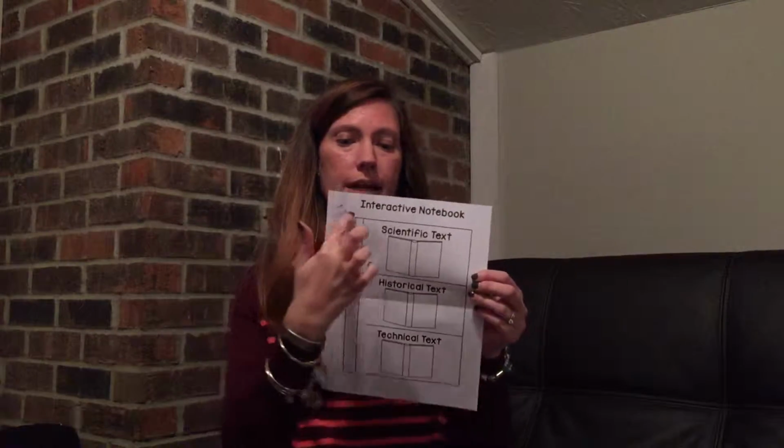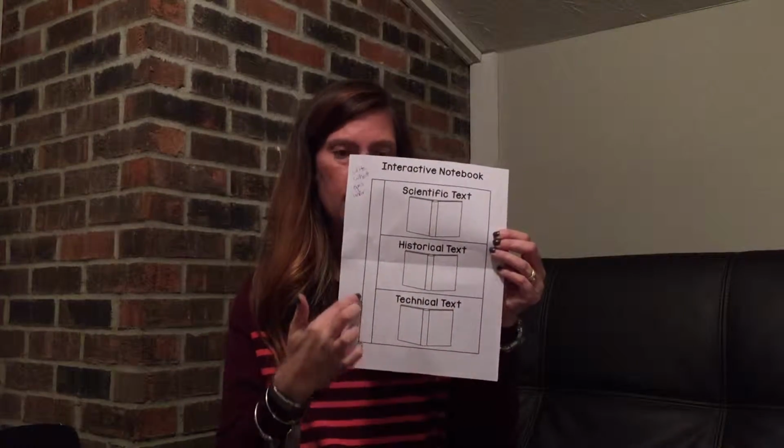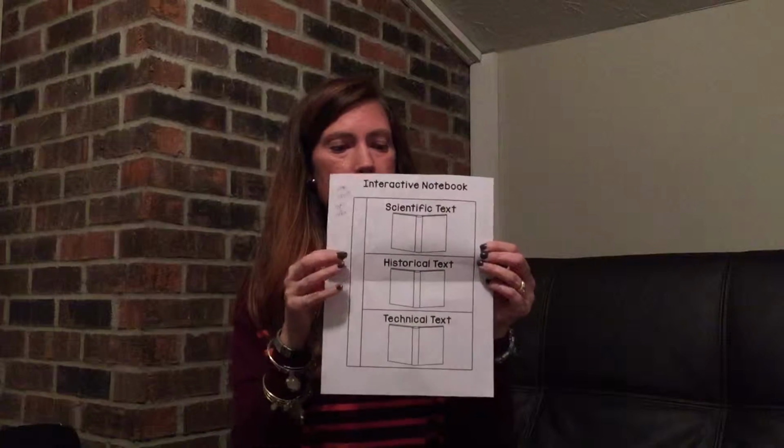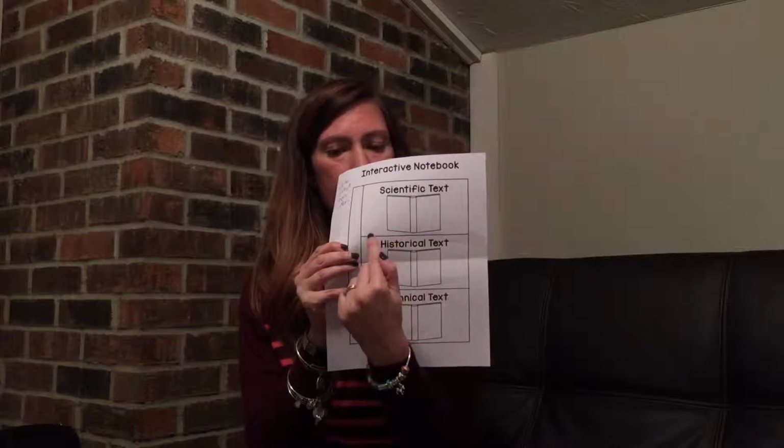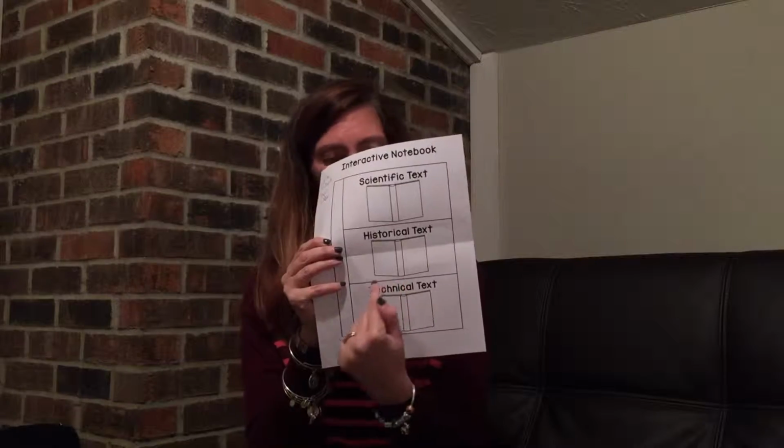Okay, so we are moving on from text features, and we are going to move on to 3 different types of nonfiction text. And today you're going to be working with them. We're going to be cutting this out on the solid black lines here. It'll make a rectangle, and then you're going to cut right here on this line, and you're going to cut right here on this line.